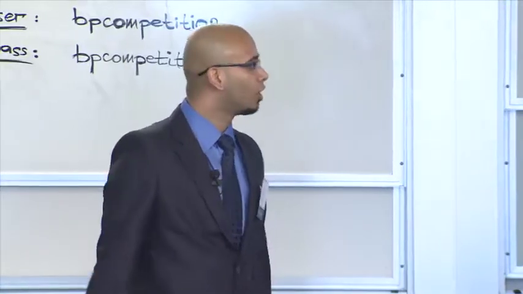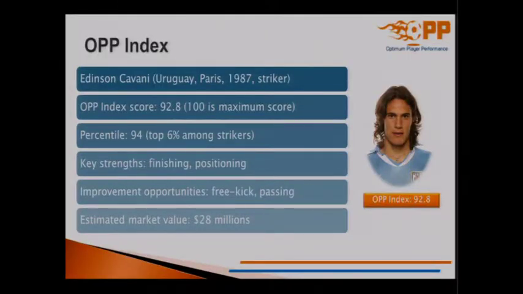To take an example of what we exactly do, we provide an OPP index for every soccer player. So you might ask me, what's an OPP index? The OPP index is basically like the GMAT for an MBA candidate. Every player will have an OPP index, and based on the OPP index, the player will be evaluated. Let's take an example of the Uruguayan striker, Edinson Cavani. His OPP index score is 92.8. He ranks among the top 6 among the strikers, and here are the key strengths highlighted, as well as his improvement areas. His estimated market value is about $28 million. Well, that's a huge amount.